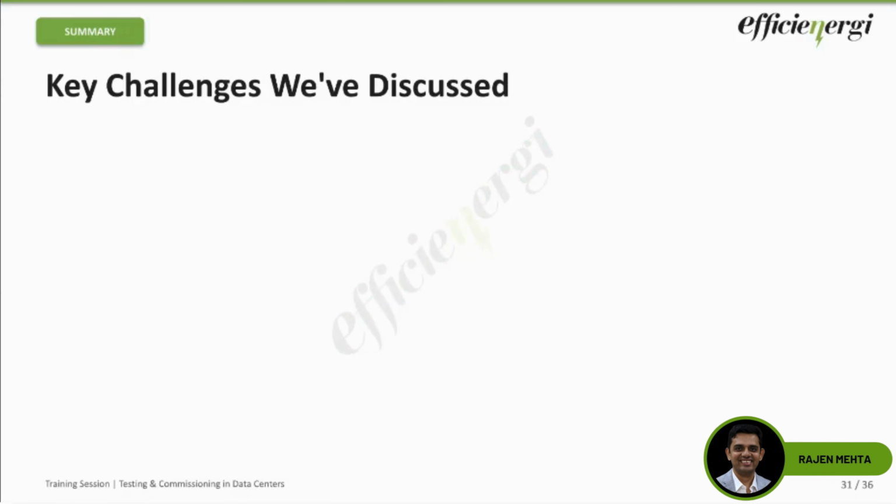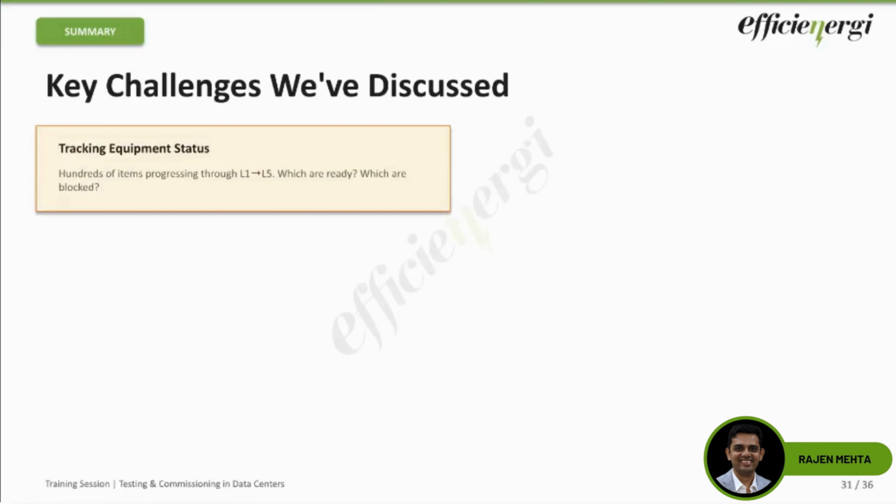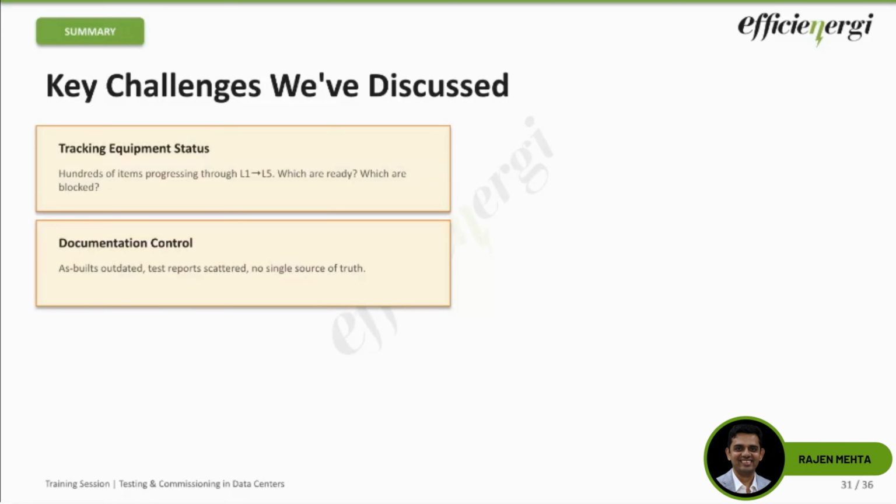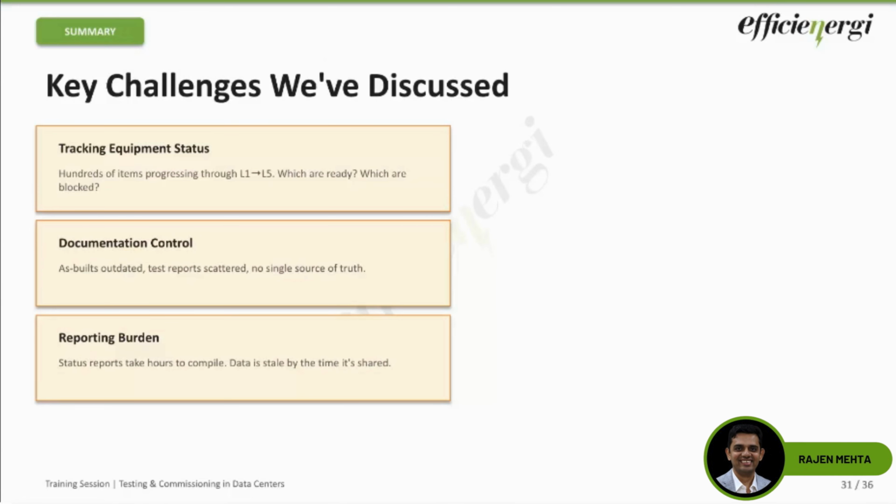So I think I'm just summarizing now the key challenges that we discussed so far. Okay. First, tracking equipment statuses. Tracking hundreds of items progressing from L1 to L5, which are ready, which are blocked. What is blocking IST? Manual tracking cannot keep up with this. Documentation control. Are test reports scattered across multiple folders and emails? Are there multiple versions of as-builts? No single source of truth.